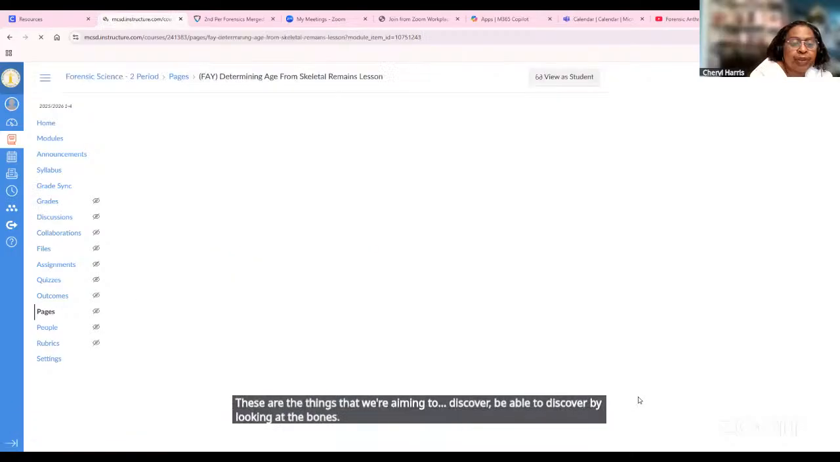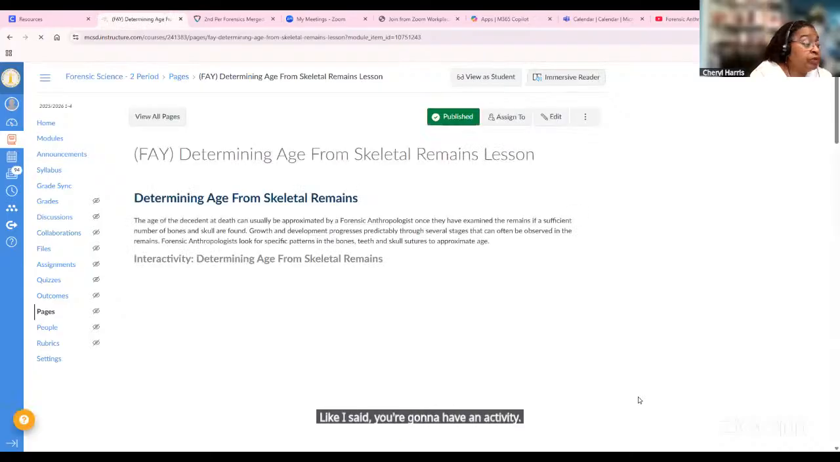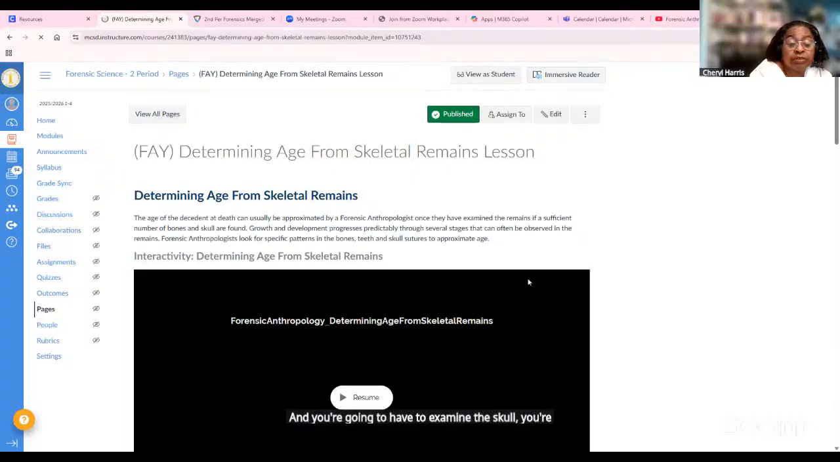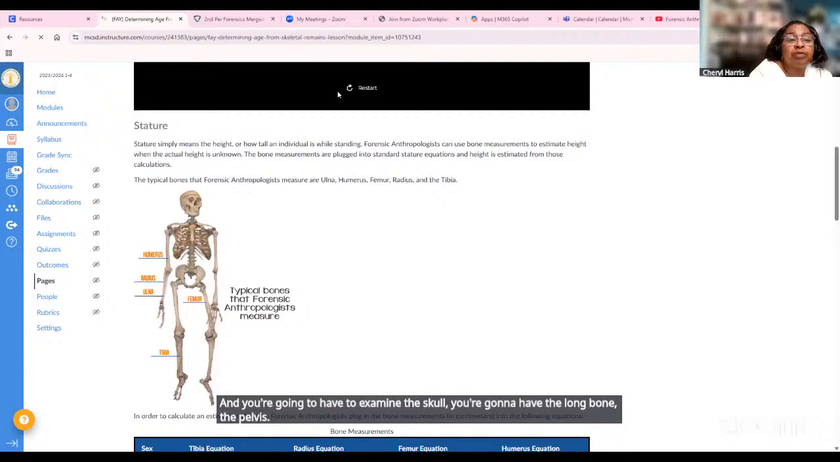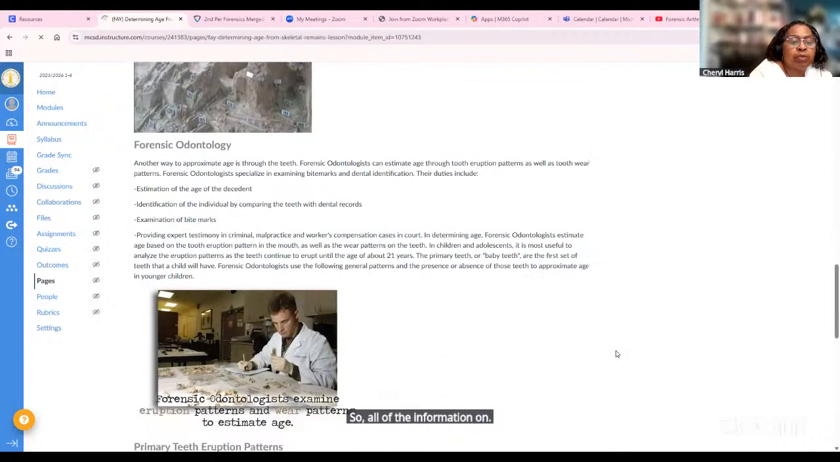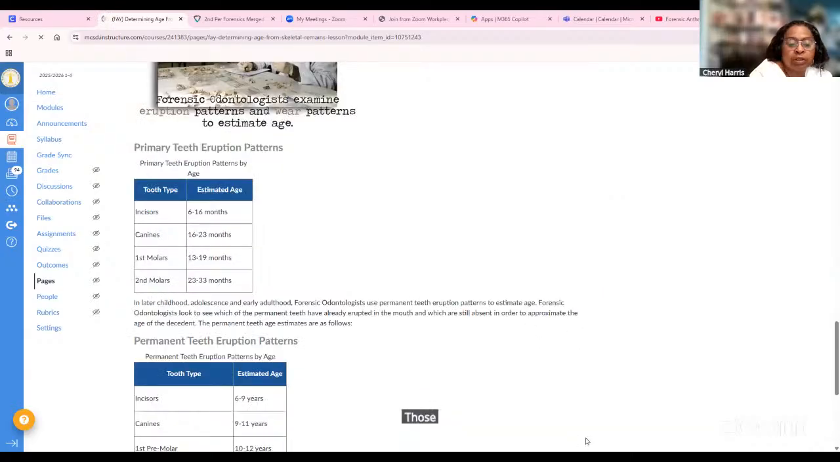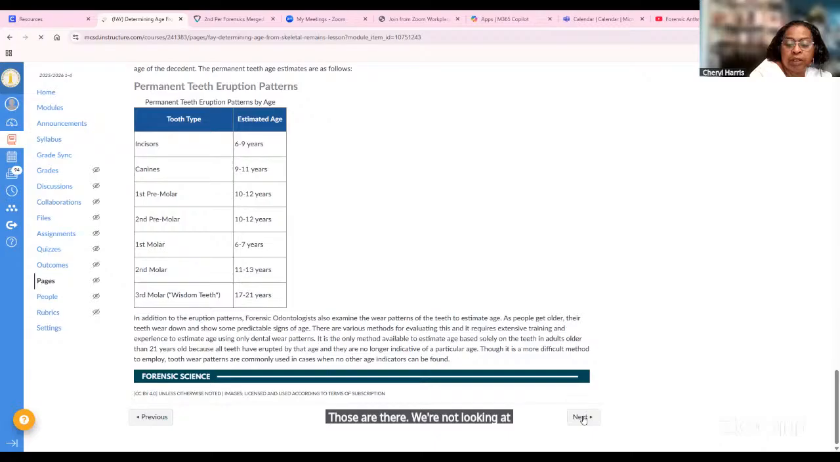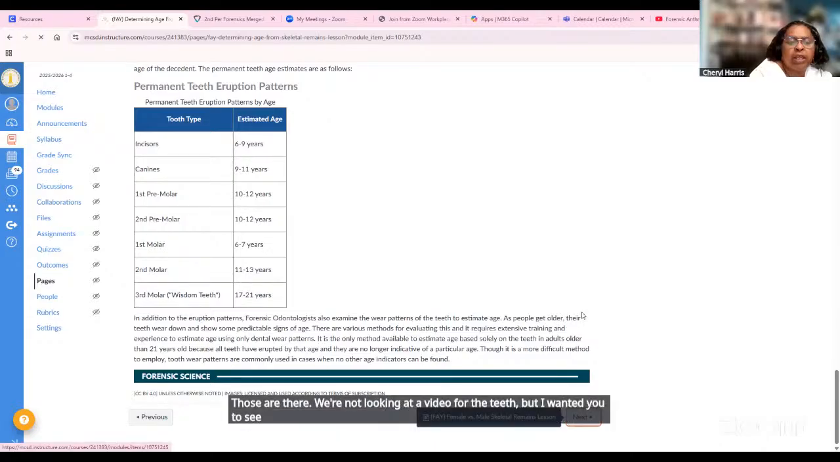Like I said, you're going to have an activity where they're going to give you just a set of bones, and you're going to have to examine the skull, the long bone, the pelvis. All of the information on what kind of teeth and how to know the teeth is there. We're not looking at a video for the teeth, but I wanted you to see that it was there.